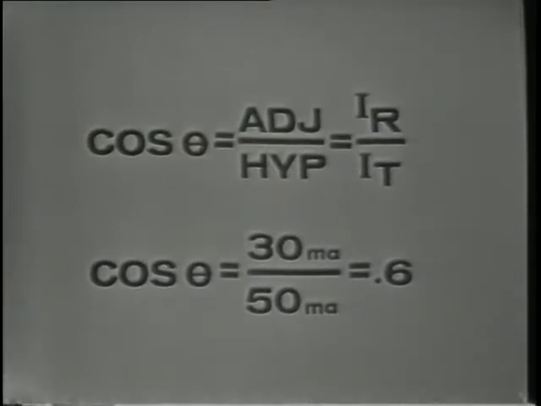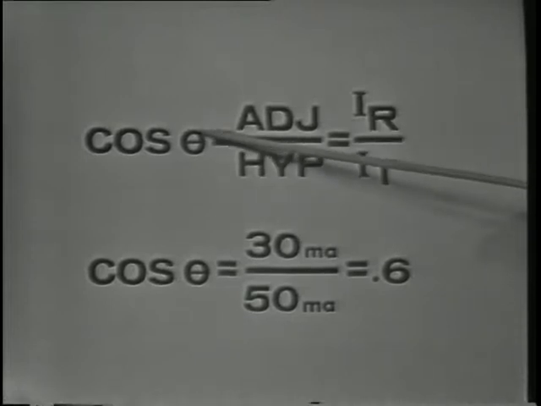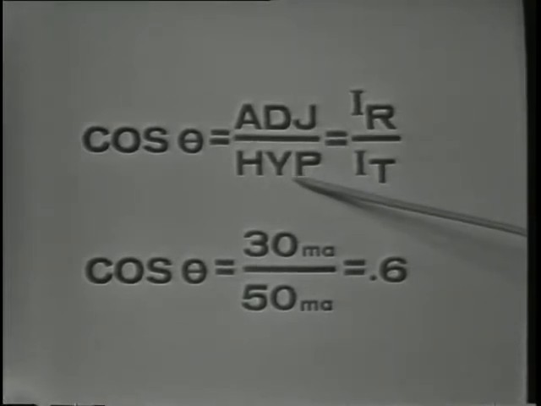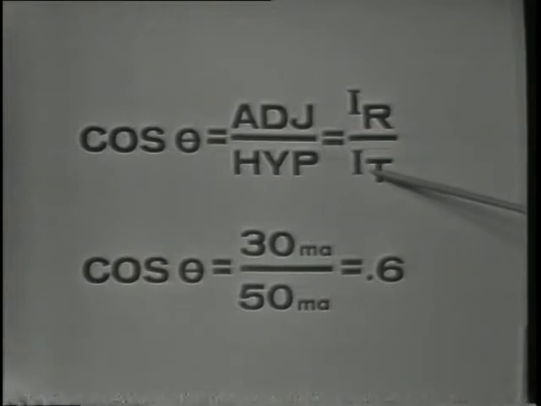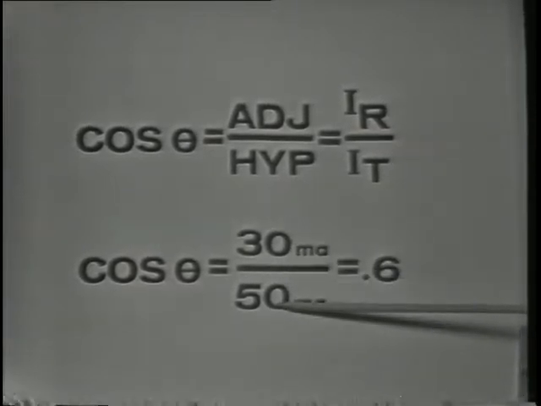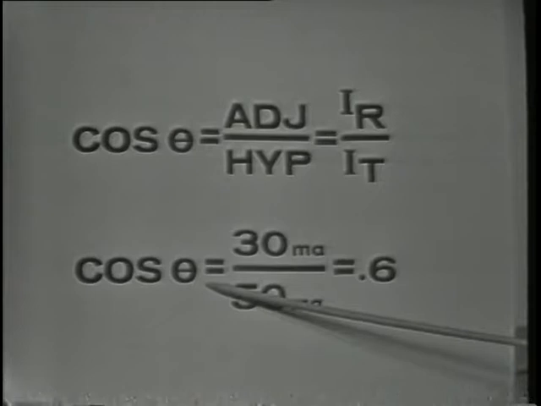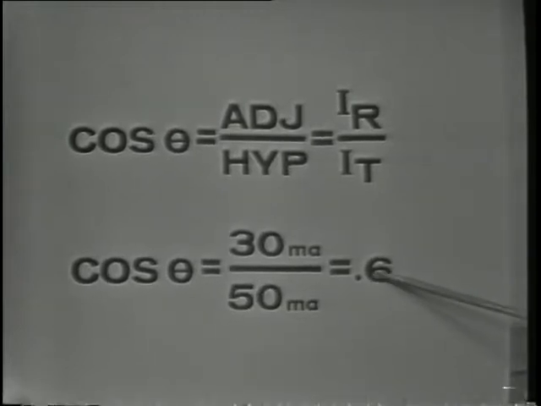In other words, when we solve for the sine, cosine, or tangent, we're finding the ratio of one side to the other, or one current to the other, which of course determines the angle theta. And if we take this number to the trig tables, the angle may be found. For example, if we wish to use the cosine to find angle theta in this circuit, the formula is cosine equals the adjacent over the hypotenuse, or IR over IT, which would be 30 milliamps over 50 milliamps, and the cosine of angle theta would equal 0.6.